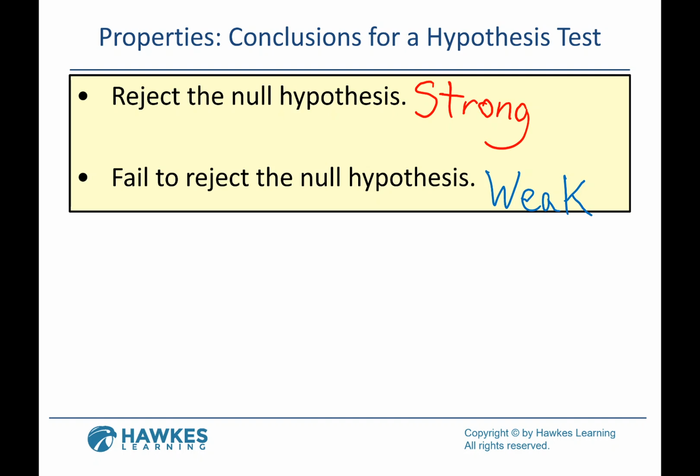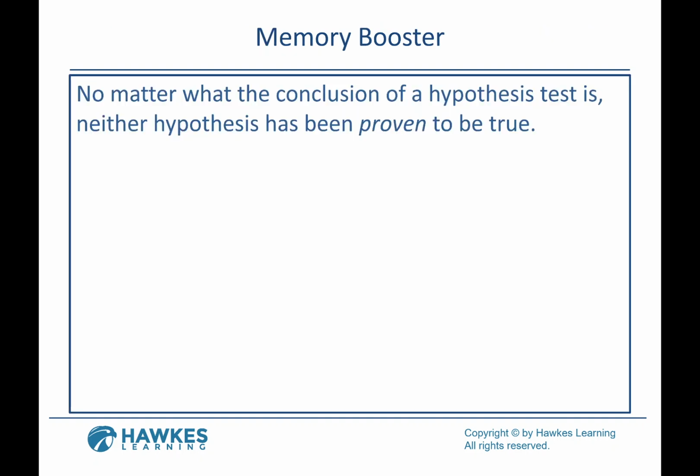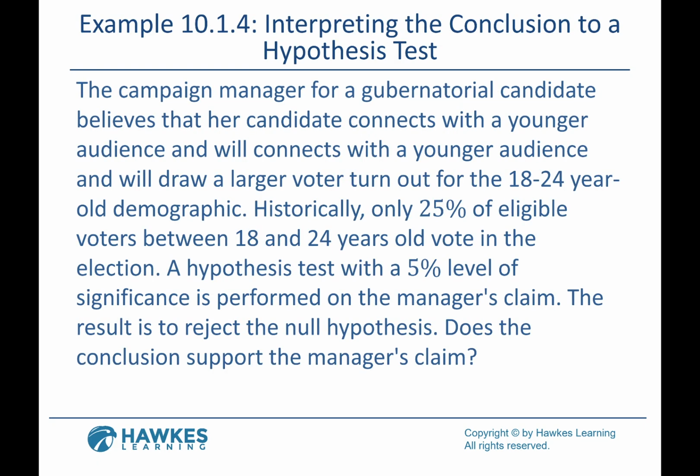All right, so let's try to interpret some conclusions. We'll get the setup for a hypothesis test and be given the conclusion. So either we reject the null hypothesis or fail to reject the null hypothesis. We want to interpret what that means in context. So let's look at one here.